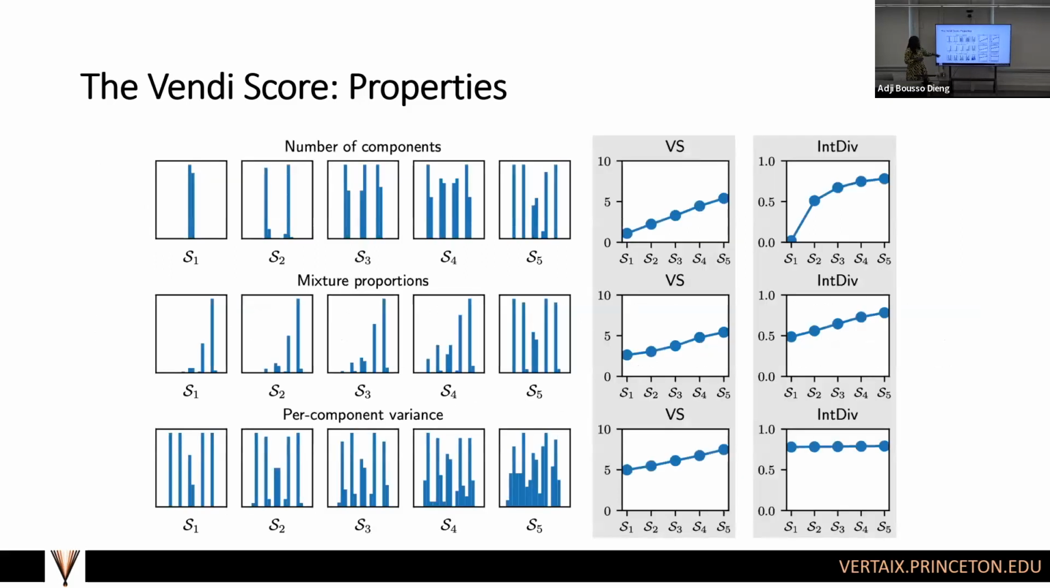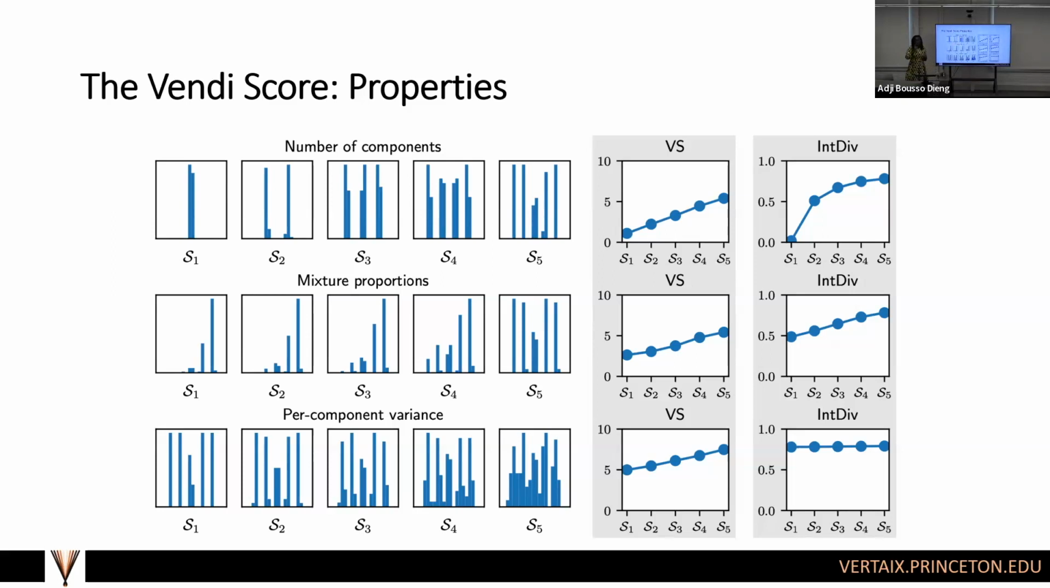This was another simulation, just trying to understand that this metric is really doing something sensible. So we simulated a mixture of Gaussians, and we tried to control 3 different things that would affect intuitively the diversity of that probability distribution. So one was the number of mixture components. As you grow the number of mixture components in your mixture of Gaussians, the diversity should grow. This is being reflected in both the Vendi score and the internal diversity.